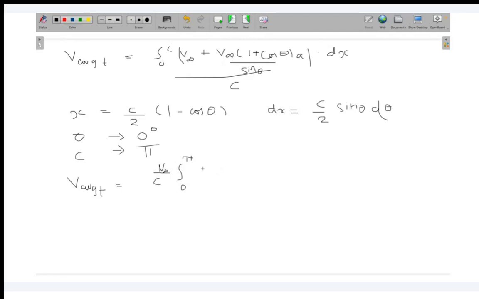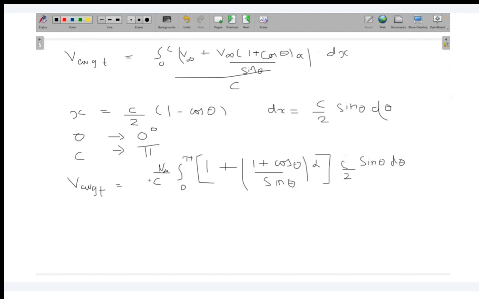You'll have 1 plus cos theta by sine theta into alpha, and the whole thing into dx, which now became c by 2 sine theta d theta. So now I can take this c outside the integral, 2 outside the integral, and then this c and this c would cancel out.